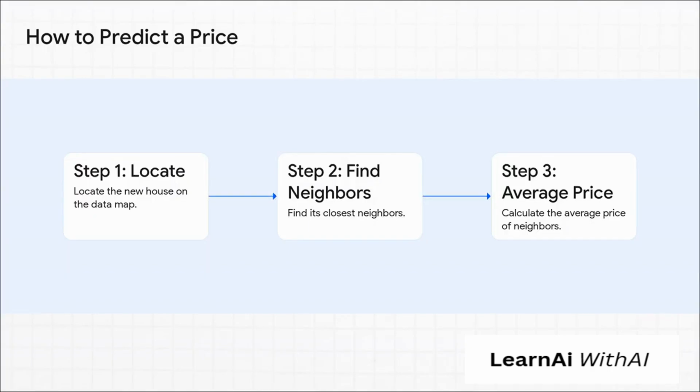So how does this work in practice? Let's say we want to predict a house's price. Step 1, we take all its features, square footage, number of bedrooms, and we plot it on our data map. Step 2, the algorithm looks around and finds its closest neighbors. Which other houses are near it on the map? And finally, step 3, it just calculates the average price of all those neighbors. And that average becomes our prediction. Simple, right? But it's surprisingly powerful.